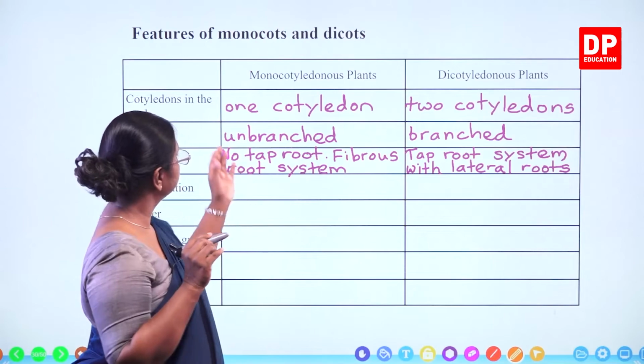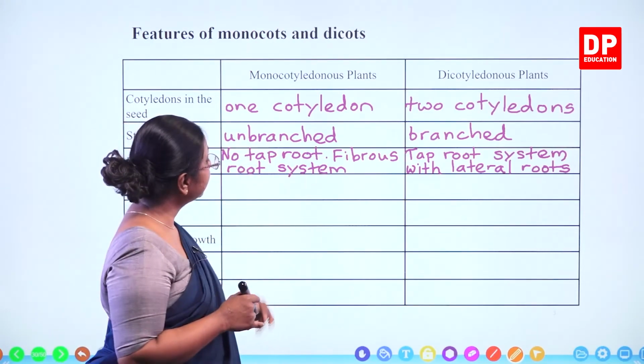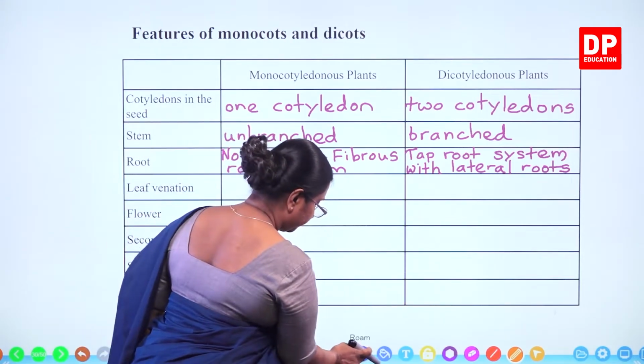Now stem being unbranched and branched, you would have seen the branching. Then tap roots and fibrous root systems. What are those?